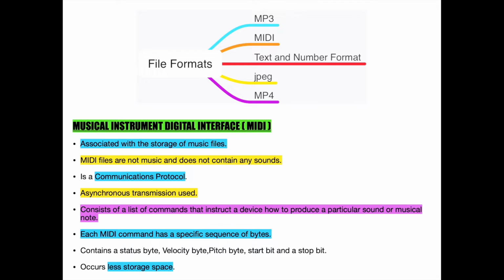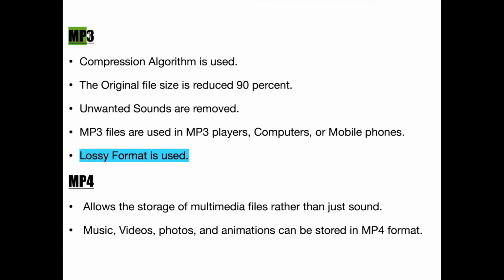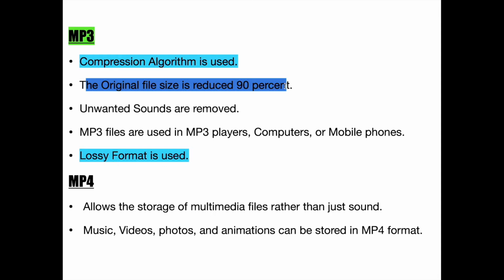The next file format is the MP3 file format. The MP3 file format uses a compression algorithm which reduces the original file size by 90%. During this reduction process, unwanted sounds are removed. MP3 files are used in MP3 players, computers, mobile phones, and many more. The key thing about MP3 files is that they use a lossy format. We will be talking about these types of formats in a while.